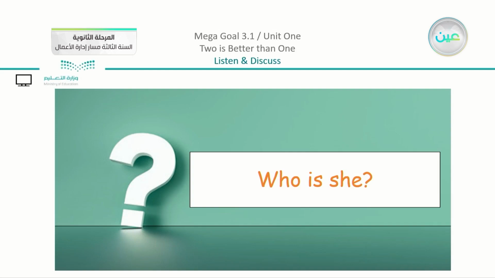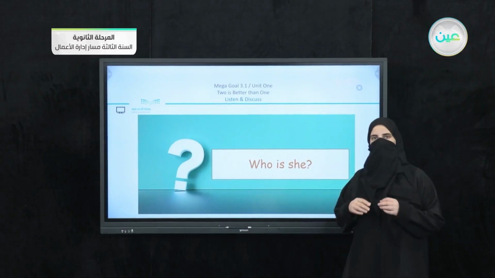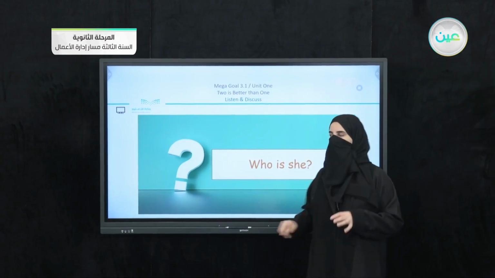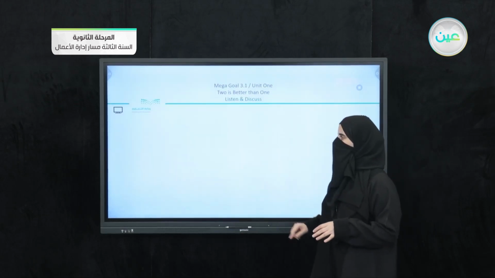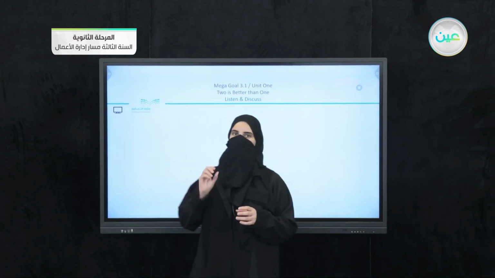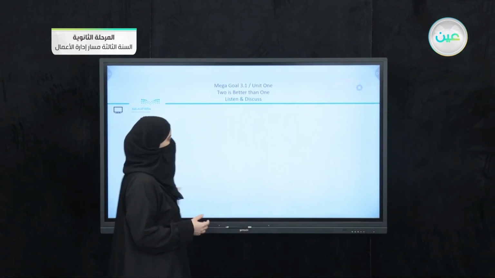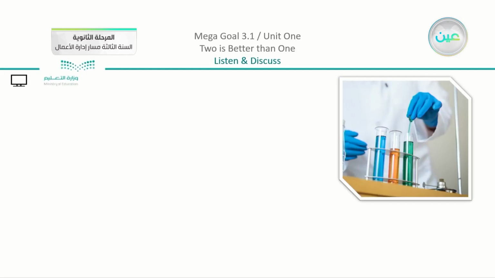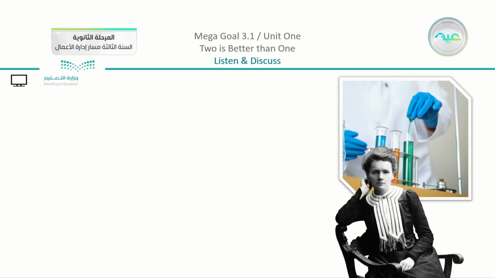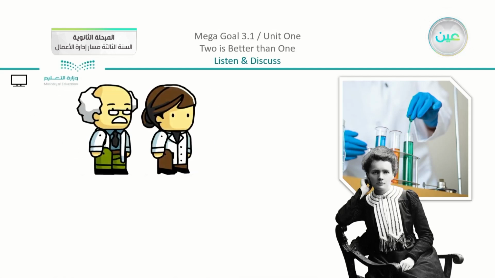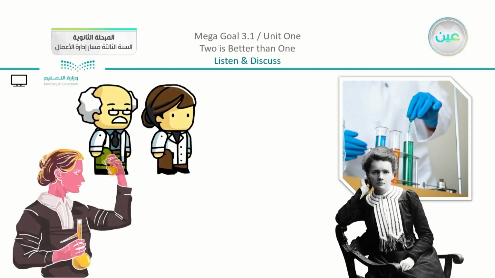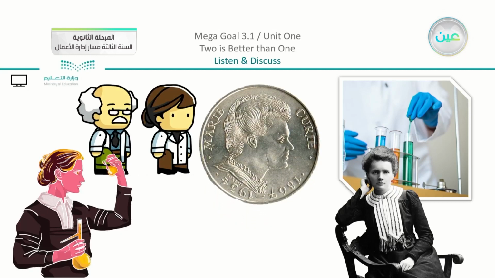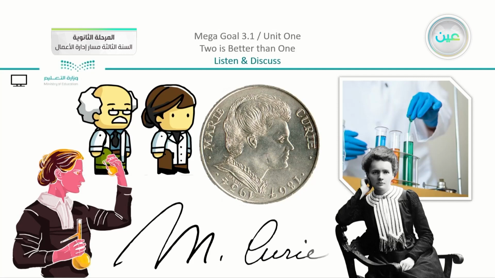So we are going to move on. You listen to this small script here about this personality. We have some pictures here just to give you a hint who this personality is. Something about chemistry was mentioned. We have also this lady here, she and her husband. And we can see that this famous personality is Marie Curie.